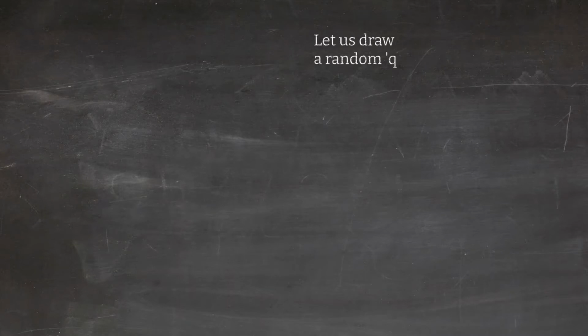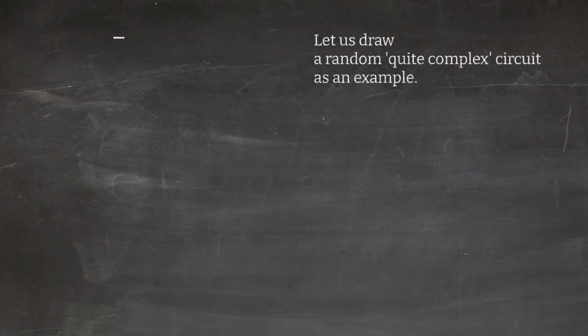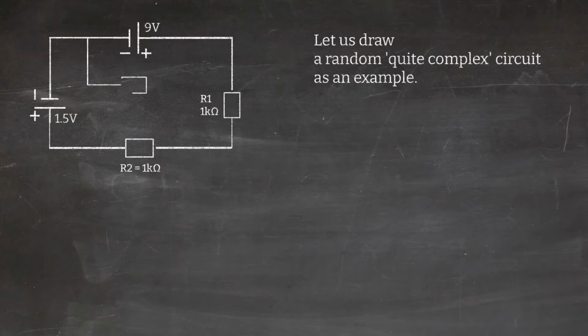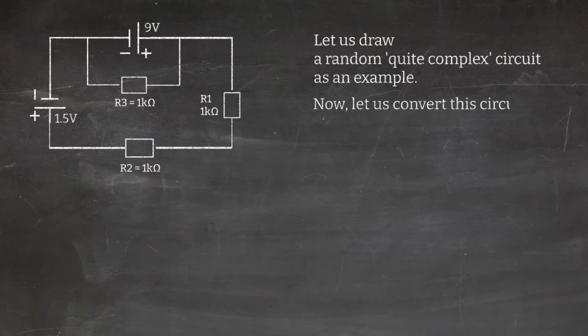And we draw one now as an example. Let's do a voltage source with, let's say, 9 volt, because everyone has a 9 volt battery in his drawer. And then a 1 kilo ohm resistor, then another 1 kilo ohm resistor. Then a 1.5 volt battery against the 9 volt battery. And just for fun, we draw R3 with 1 kilo ohm, another resistor, in parallel to the 9 volt battery. Now let us convert this circuit to a Thevenin equivalent circuit.